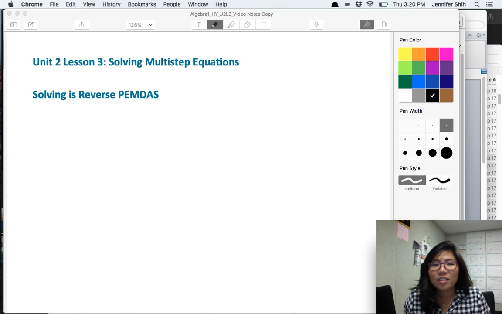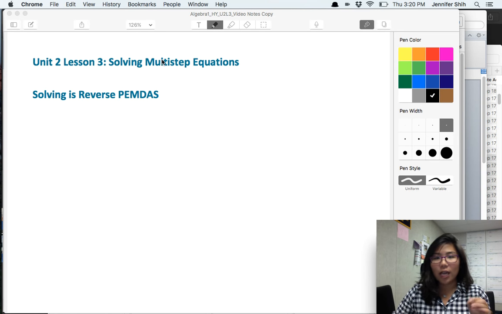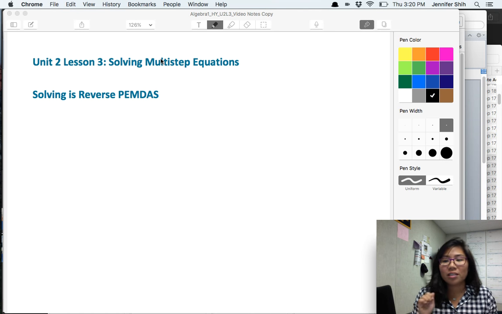Hello there. These are your notes for Unit 2, Lesson 3, Solving Multi-Step Equations. We have been working in class on single-step equations. We decided that the opposite of adding was subtracting, and the opposite of subtracting was adding. The opposite of multiplying is dividing, and the opposite of dividing is multiplying. So now let's put them together.